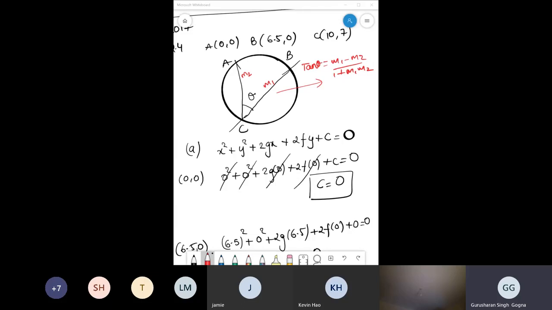Okay, so I think we need to cover more questions on the circle, but I would say you can practice this first. Anna said find the radius and the center. Okay. Yeah, you don't need center and radius. You just need to substitute the points, get 3 equations, and then solve it.